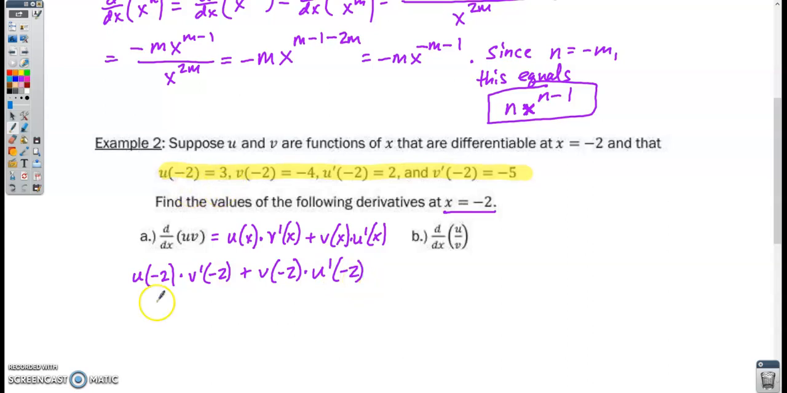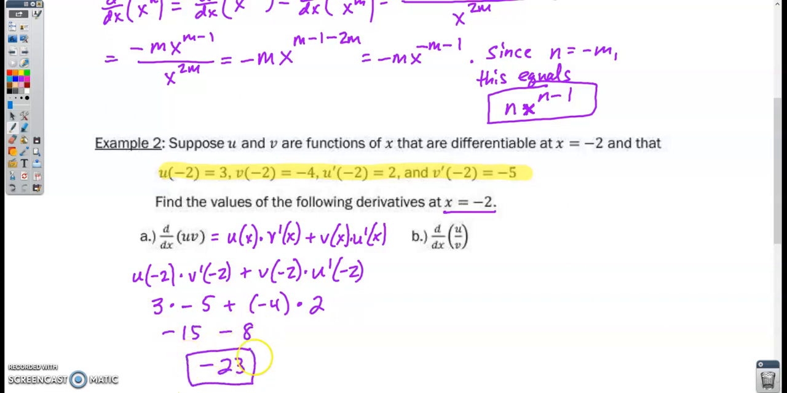u of negative 2 is 3, v prime of negative 2 is negative 5, v of negative 2 is negative 4, and u prime of negative 2 is 2. We calculate those out, and we find that the value of the derivative of u times v is negative 23.